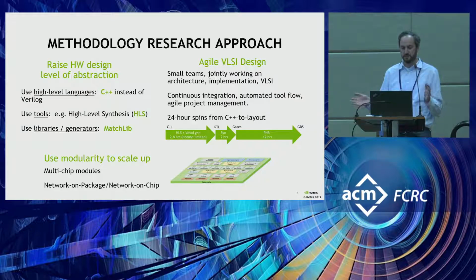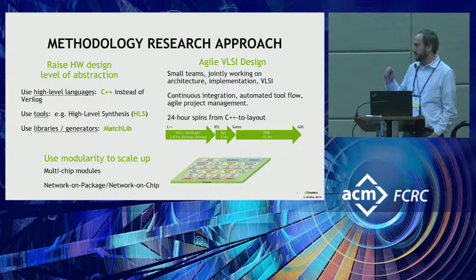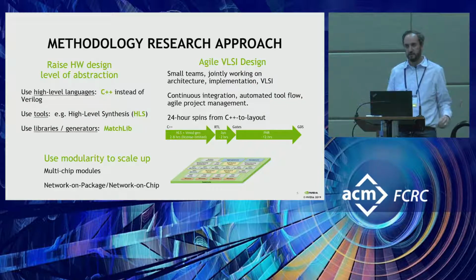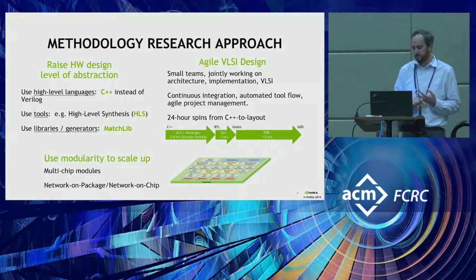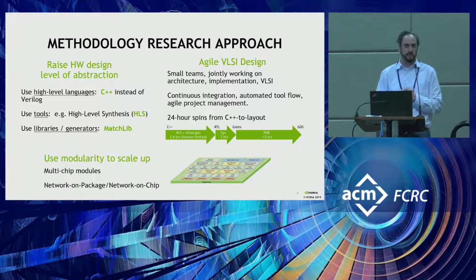That gives us dozens of opportunities to fix tool issues, constraints, et cetera. And then from the software community, we can just borrow these things that are known in Agile: continuous integration, automated tool flows, project management. And as I mentioned, we set a goal that seemed crazy at the time when we started the project, which is, can we generate a chip in 24 hours from our high-level description in C++?